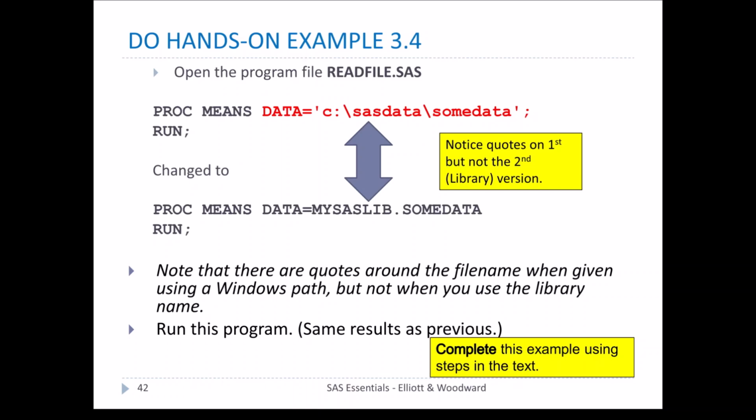This is a very common error that I see a lot of times as people are beginning to use this: they put a quote around the mysaslib. No. The quotes go around only if it's referring to a location in a Windows folder. If you're using a SAS library, it's easier. No quotes are required, just mysaslib.somedata. And again, this is example 3.4, you might complete this exercise in the text or go through it again.